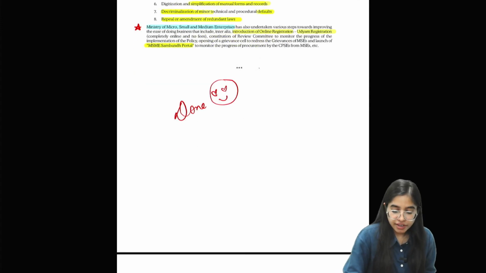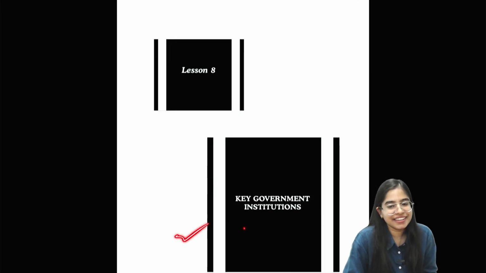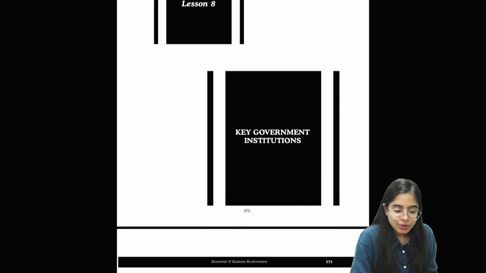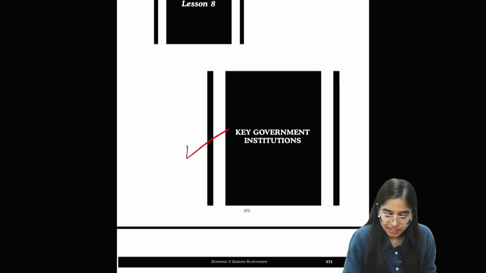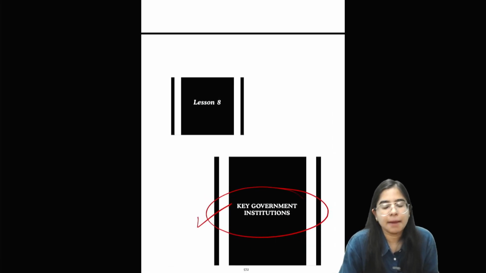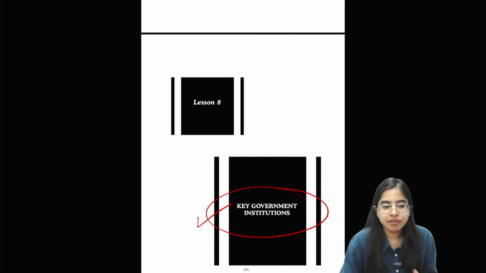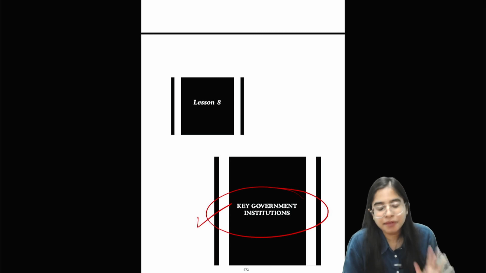So we are done with this, and tomorrow we will have the last lecture of business environment, lesson number 8, key governmental institution. In one day we will do business environment. Basically chapter 6 is also your business environment, but I am not taking that. I am giving you a disclaimer because you have already informed me that Mridul sir has already taken that lecture. That's why I am not taking it. Later on don't say that ma'am did not teach this chapter. I complete my syllabus fully.